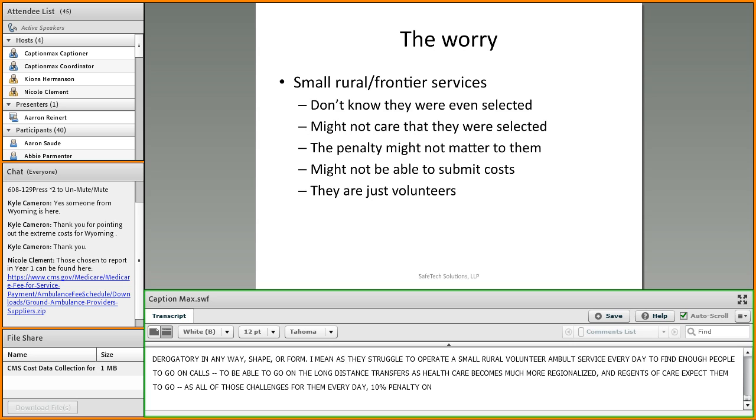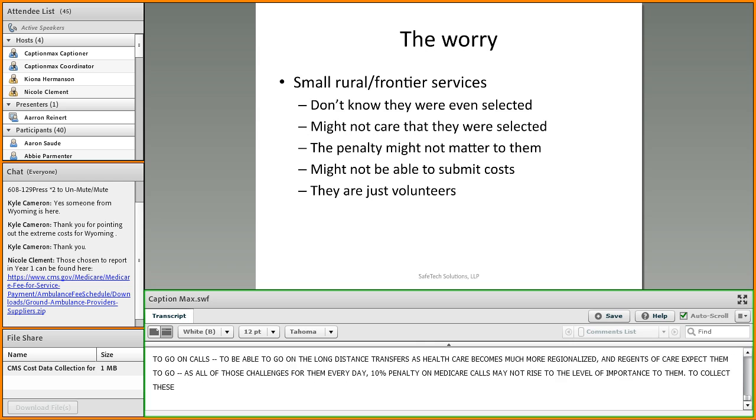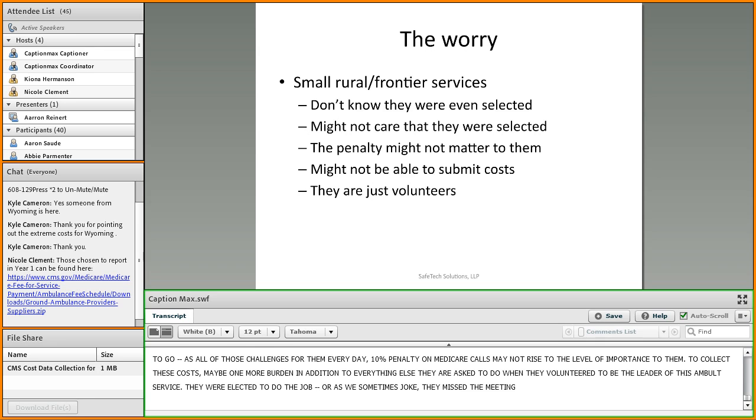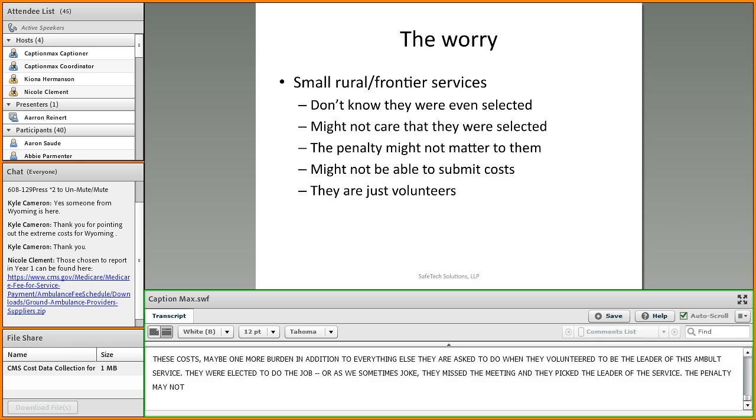They may not care that they were selected. And I don't mean that in a way that's derogatory in any way, shape, or form. I mean as they struggle to operate a small rural volunteer ambulance service every day, to find and keep enough people to go on calls, to be able to go on those long-distance transfers as healthcare has become more and more regionalized, and systems of care understandably expect patients to go to specialty centers. As all of those challenges hit them every single day, a 10% penalty on Medicare calls may not rise to the level of importance to them.